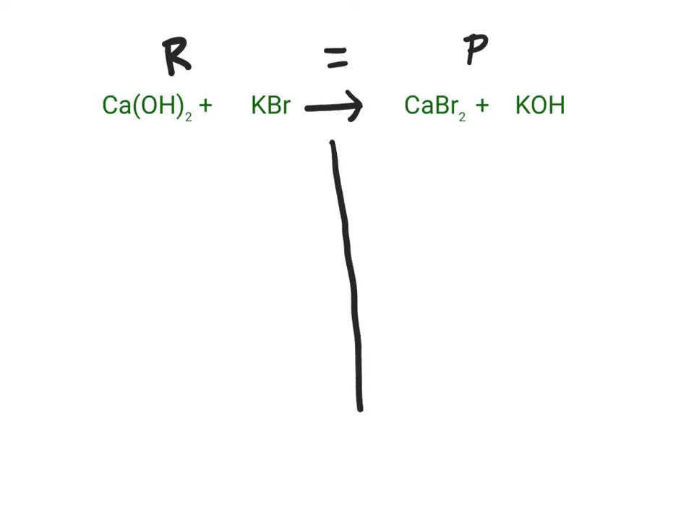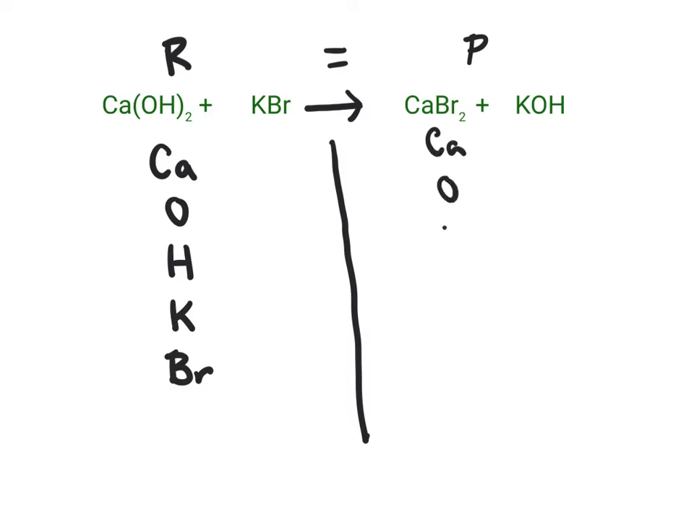It is really important when you make this chart that you actually do it in the same order on both sides, and I'll show you why in a second. So let's go atom by atom first. The first atom in the reactants is calcium. The next atom in the reactants is oxygen, then hydrogen, then potassium, and finally bromine. We're actually going to put them in the same order in the products. We'll go calcium, oxygen, hydrogen, potassium, and bromine.